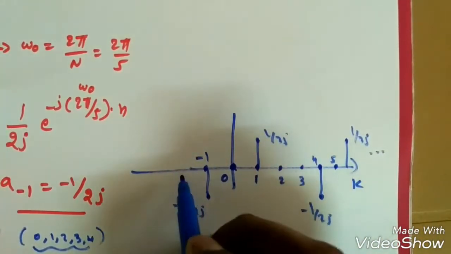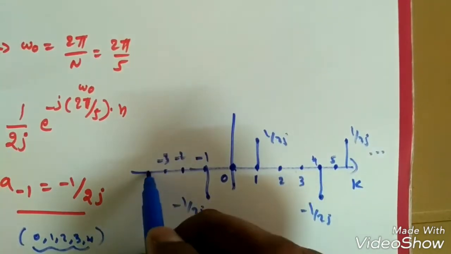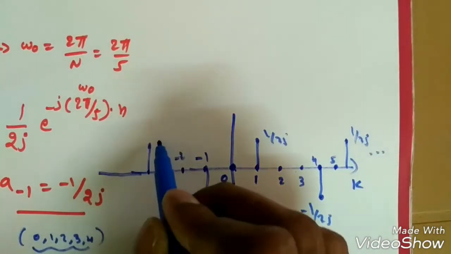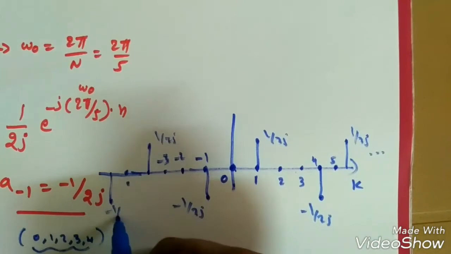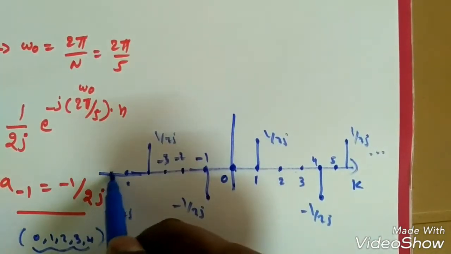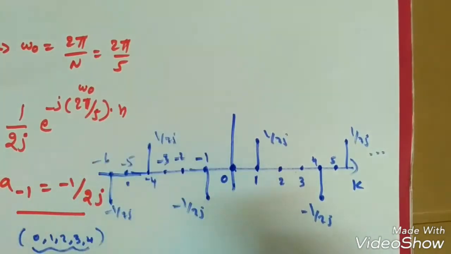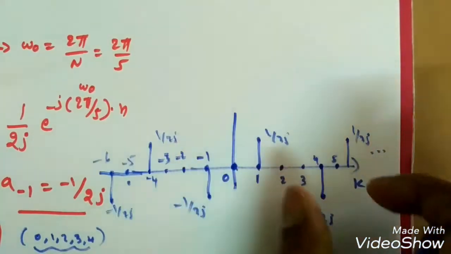Similarly here also, minus 2, minus 3 will be 0. From minus 4 it will be repeated like this. So here 1 by 2j, then 0, then minus 1 by 2j, etc. So minus 4, minus 5, minus 6. See, it will be repeated like this.